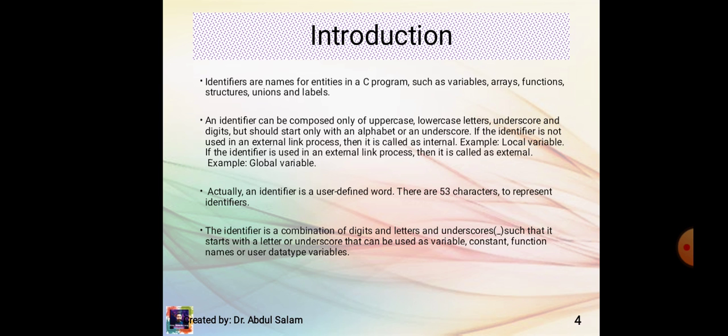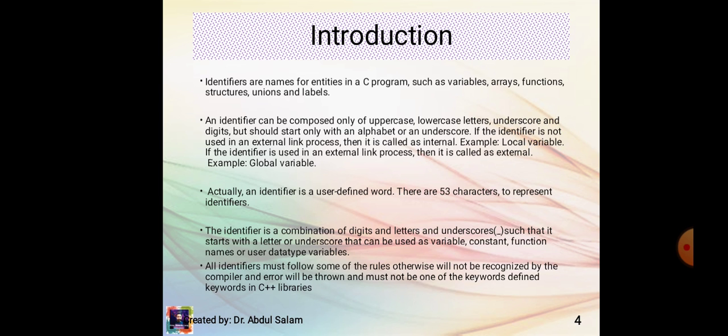Actually, an identifier is a user defined word. There are 53 characters to represent identifiers. The identifier is a combination of digits and letters and underscore such that it starts with a letter or underscore, that can be used as variable, constant, function names, or user data type variables. All identifiers must follow some rules, otherwise they will not be recognized by the compiler and an error will be thrown, and must not be one of the keywords defined in C++ libraries.